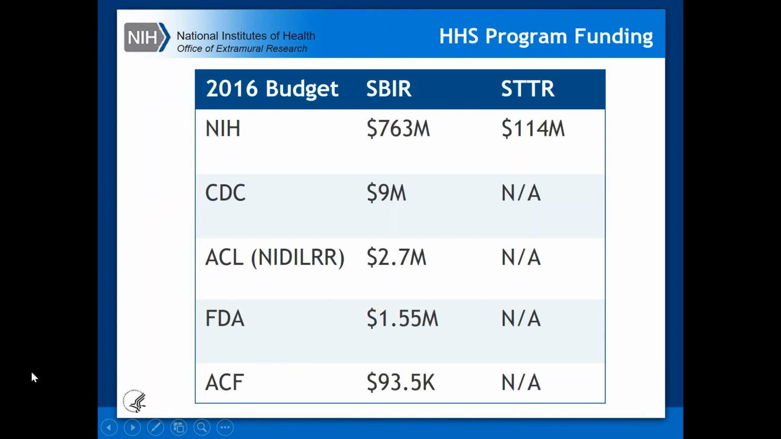As you're aware, NIH is part of HHS, Health and Human Services, as you saw from the previous slide. And we have, shall we say, the lion's share, the largest amount of the SBIR funding, $763 million, and that was in 2016. And our STTR program set-aside was about $114 million. But please don't forget that there are other agencies within the department that have SBIR programs as well: the CDC at $9 million, ACL at $2.7 million, FDA at $1.55 million, and ACF at $93.5 thousand.